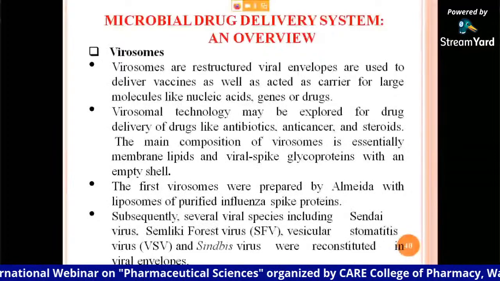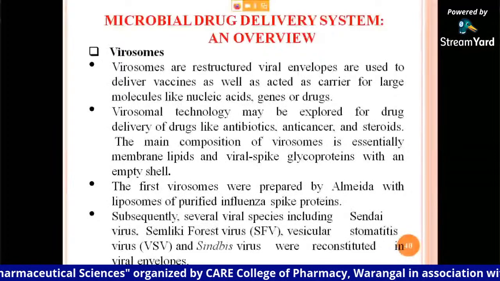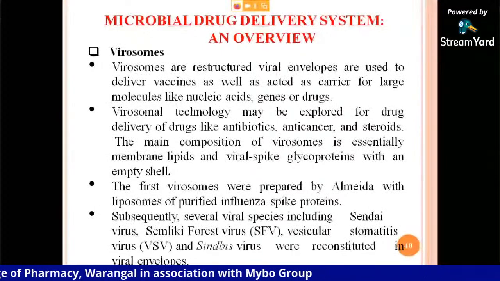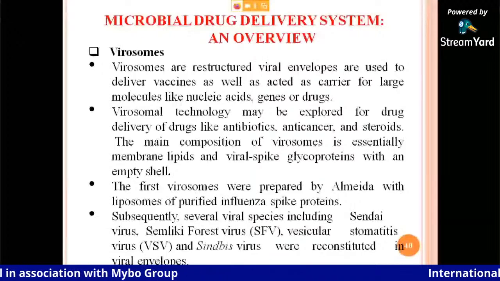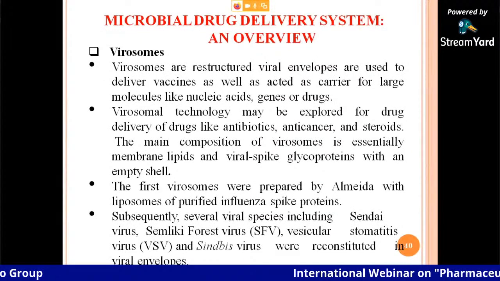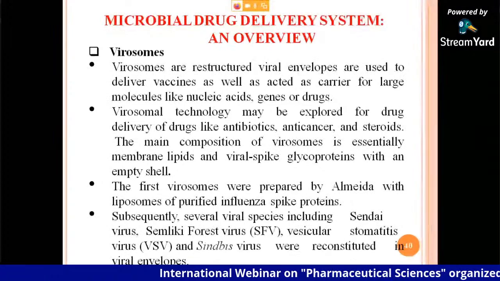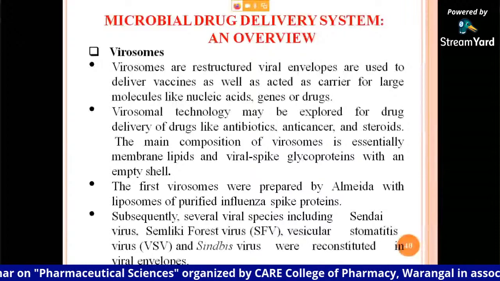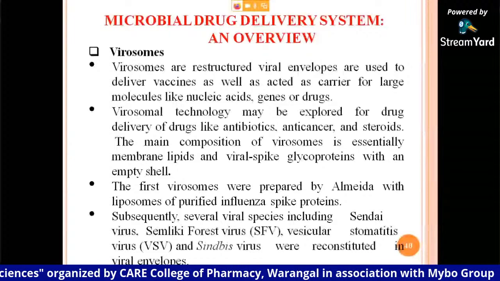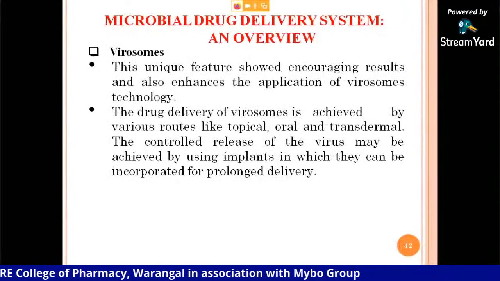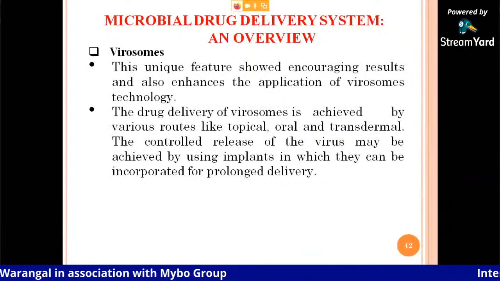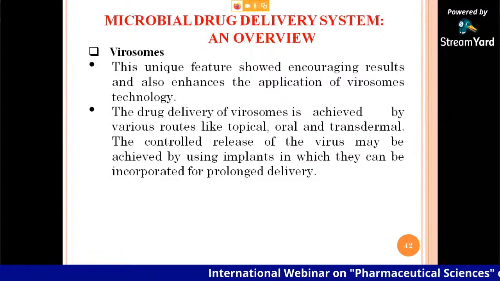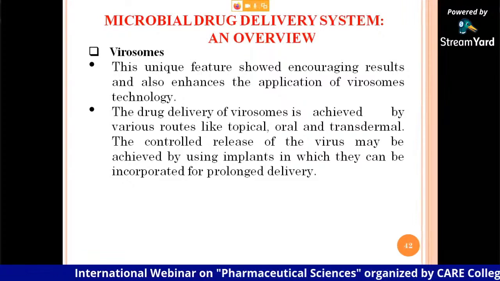Similar to this, virosomes. Virosomes are reconstituted viral envelopes. They are used to deliver vaccines as well as act as couriers. Virosome technology can be explored for drug delivery like antibiotics, anti-cancer drugs, as well as steroids. The main composition is essentially viral-like glycoproteins within the cell membrane. So these are some of the viruses that can be utilized for virosomes. They can be utilized for topical as well as oral routes, and transdermal is very rare, but especially injectable formulations.